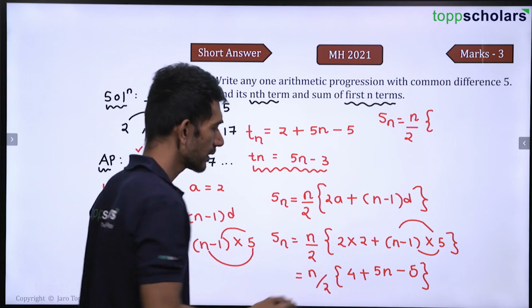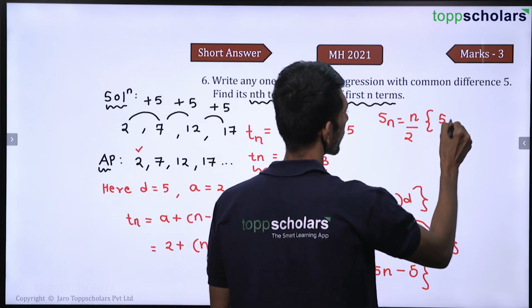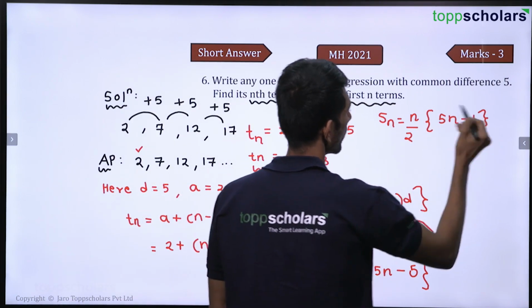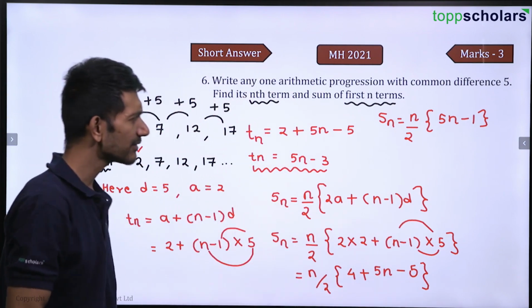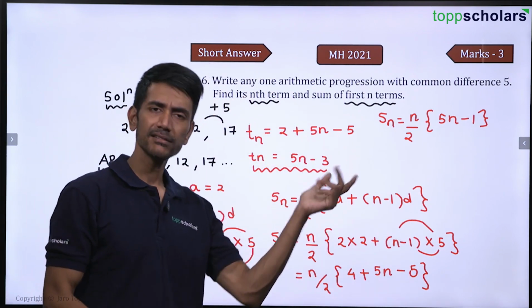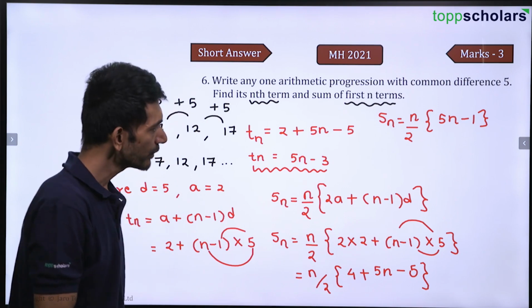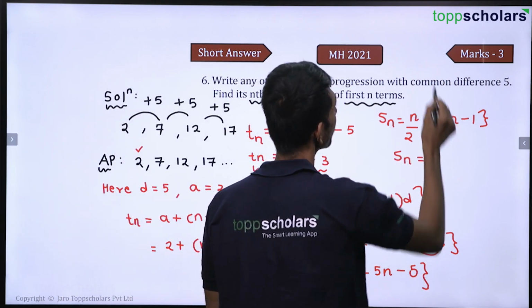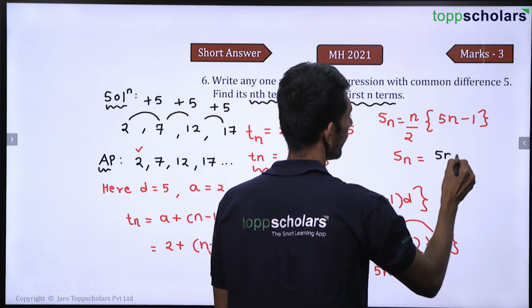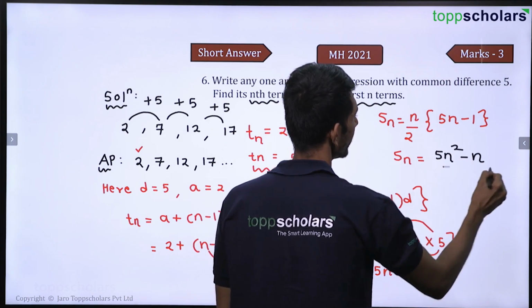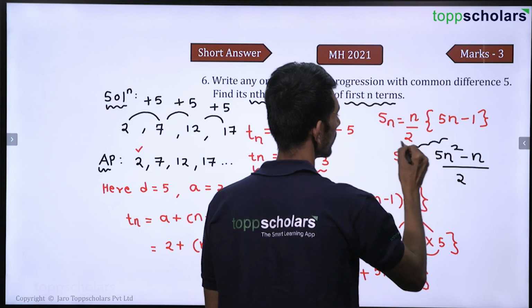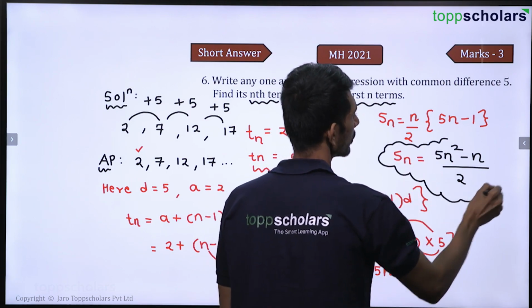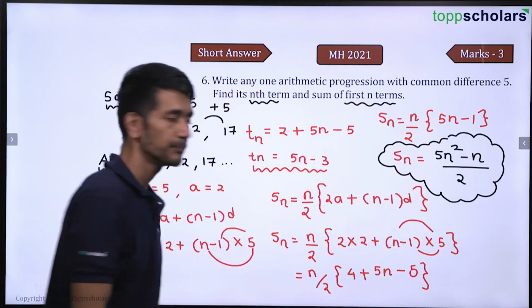This is 5n minus 1. You can keep this as your final answer. If you want to multiply n inside, you can multiply n inside. If you do that and keep 2 in the denominator, you can also say that your Sn will be (5n square minus n) by 2. You can also keep this as your final answer.